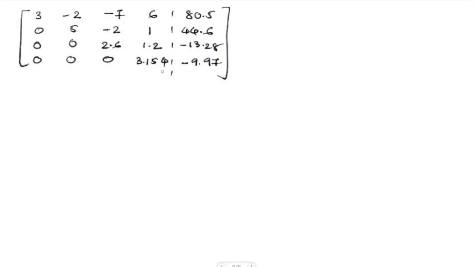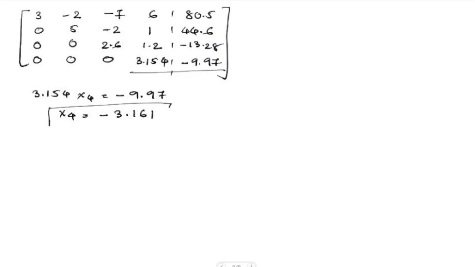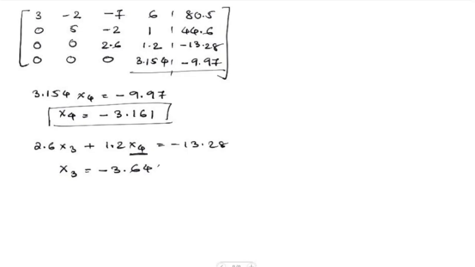Okay, so once we have come to the upper triangular form here, we can now directly work it out. So using backward substitution from the last line here, we can start working out. So we'll have 3.154 times x4 is equal to minus 9.97. So we have x4 is equal to minus 3.161. And then for the next equation, we have 2.6 times x3 plus 1.2 times x4 is equal to minus 13.28. So instead of the x4, we will use our value that we have received for x4, and that will give us the value for x3, which is minus 3.649.